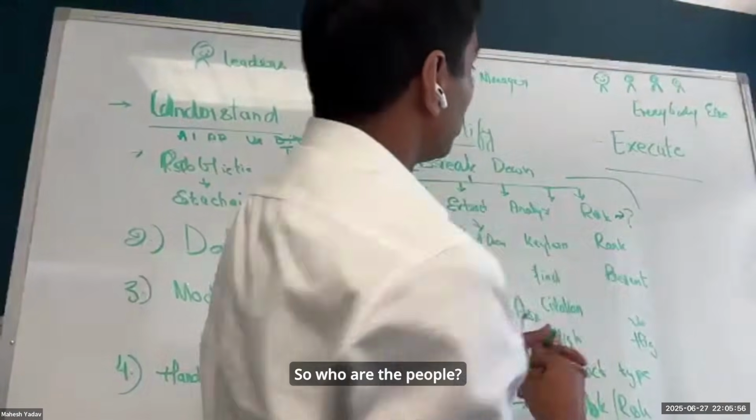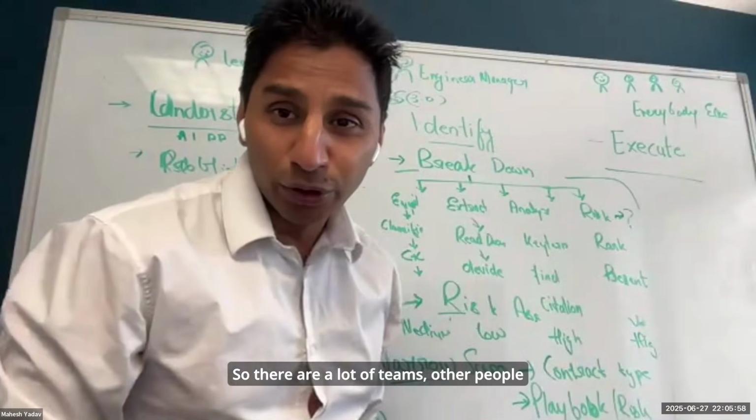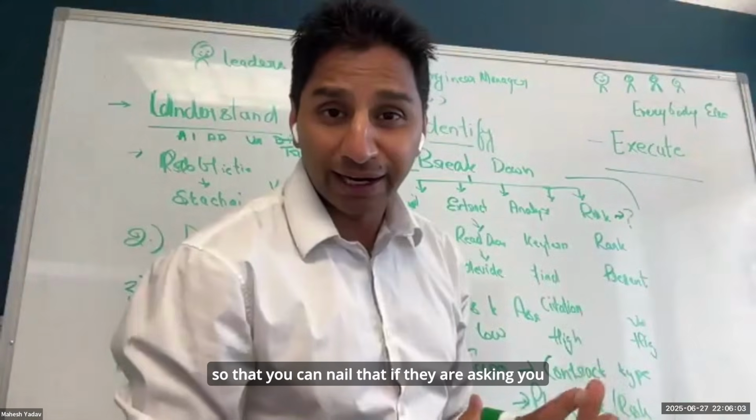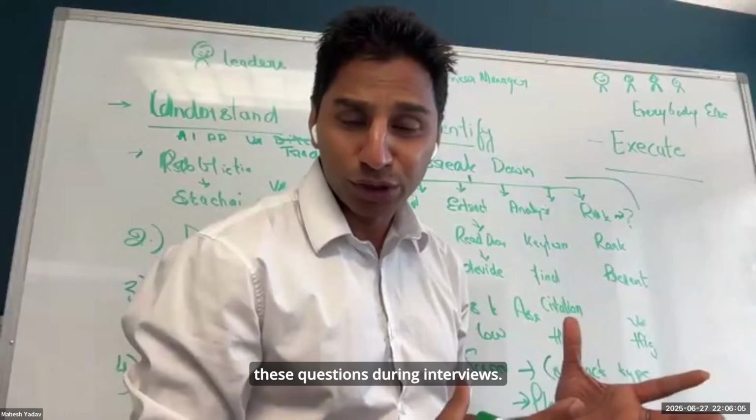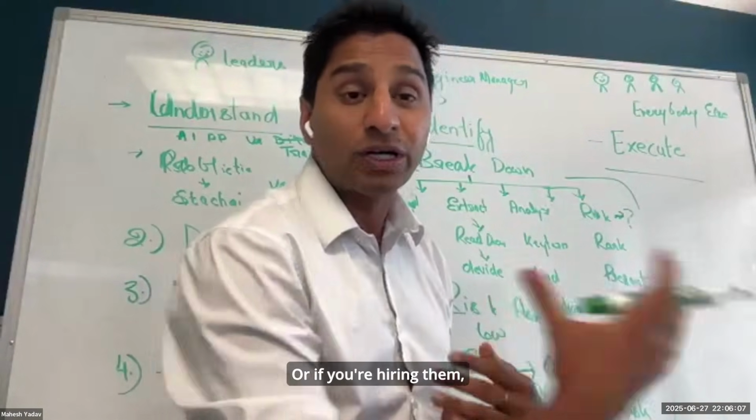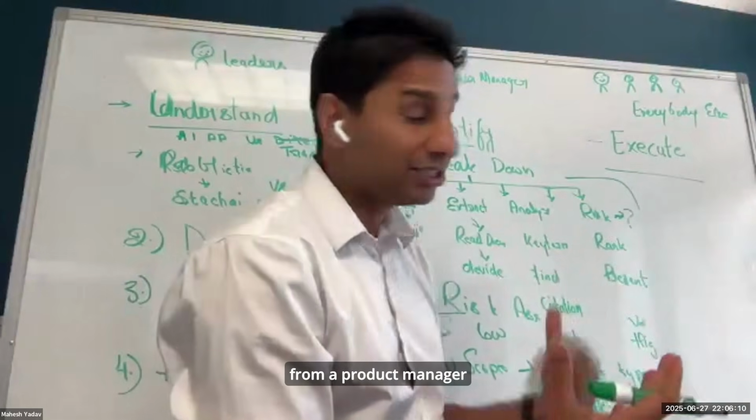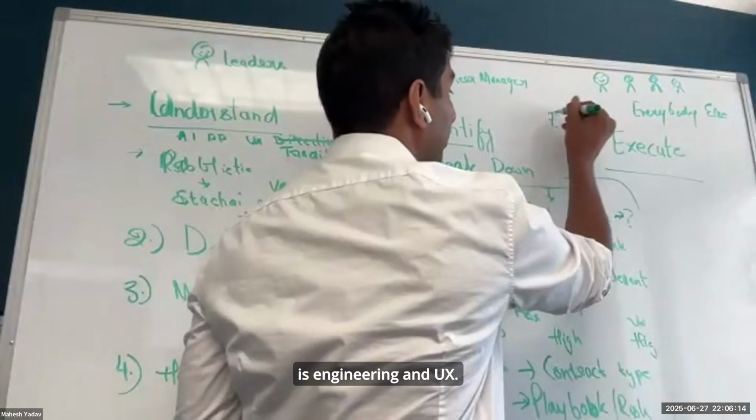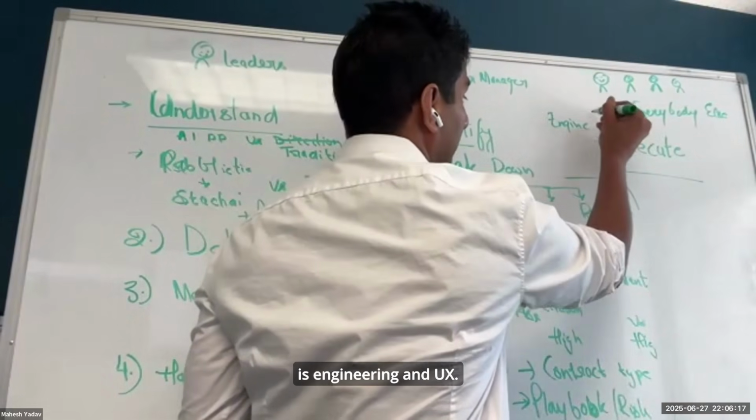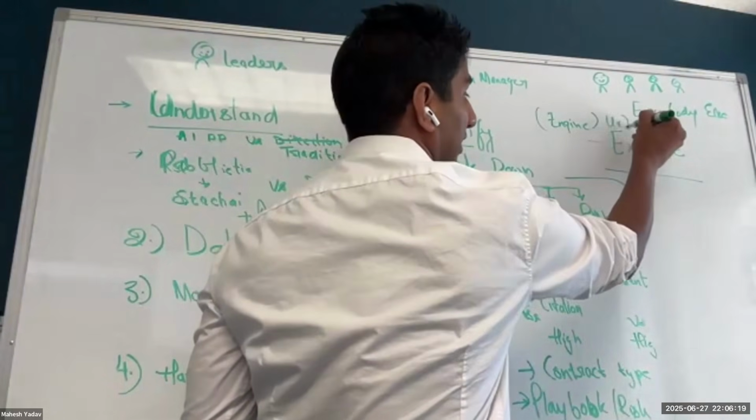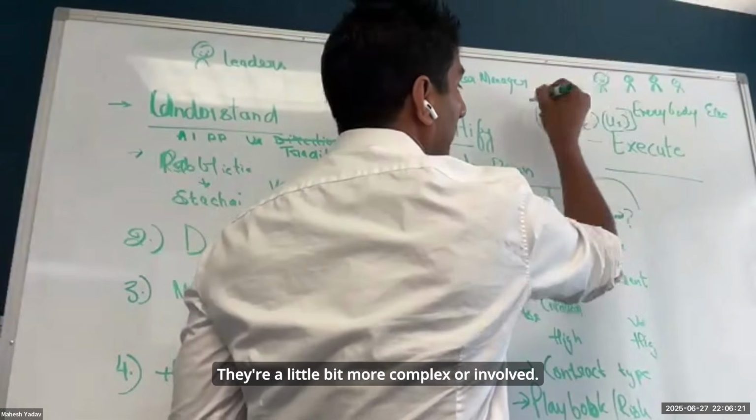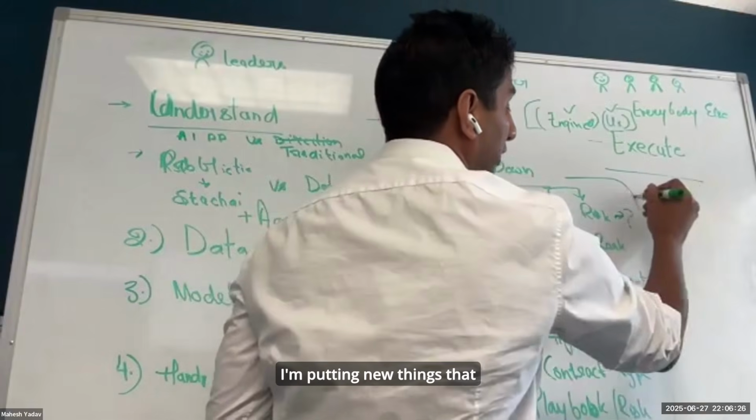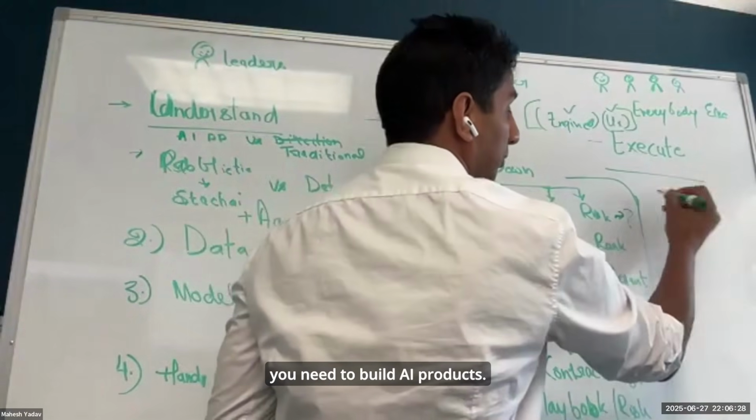So who are the people? There are a lot of teams, other people who you're going to serve. So let's quickly look at what they want from you so that you can nail that if they are asking you these questions during interviews, or if you're hiring them, what are the expectations from a product manager across different new roles? The roles I'm not going to talk about are engineering and UX. Those are not changing. They're a little bit more complex or involved, but at least I expect that you already have these taken care of. I'm putting new things that you need to build AI products.